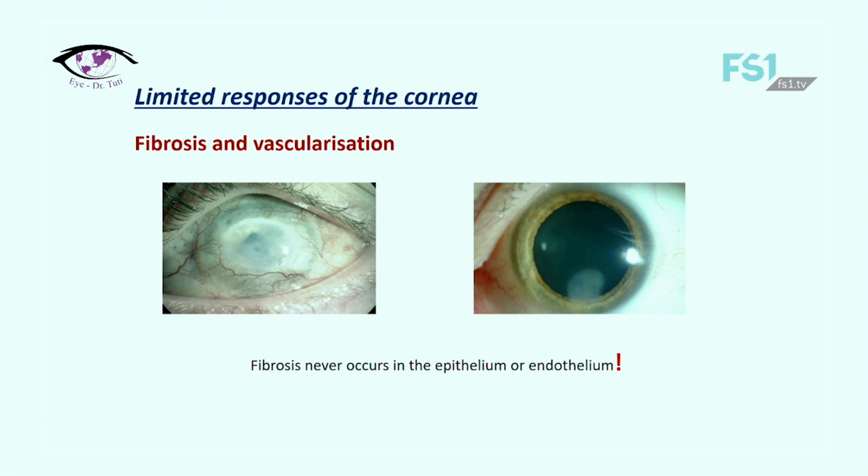Next response, fibrosis and vascularization. Fibrosis never occurs in the epithelium or endothelium. Fibrosis and vascularization are part of the normal repair process and do have a beneficial effect, for example, stabilizing the corneal surface. And the appearance of vessels in the cornea is a response to chronic inflammation. And of course, sometimes when the fibrosis and vascularization take part in the central part of the cornea, it will definitely affect the vision.